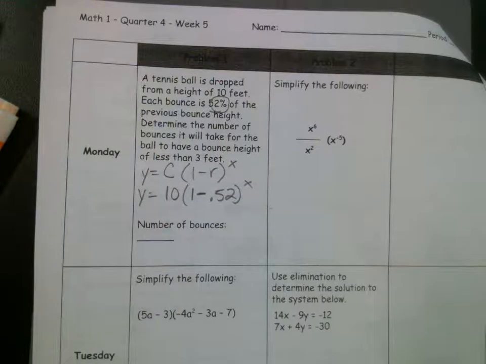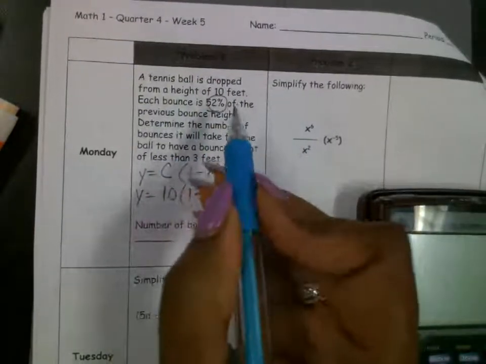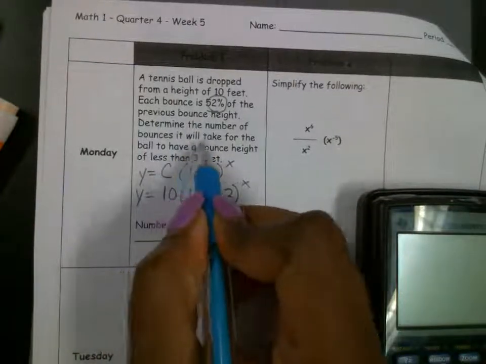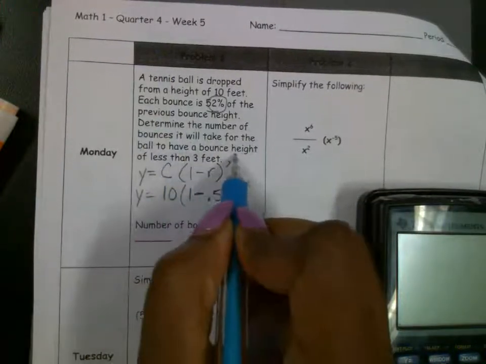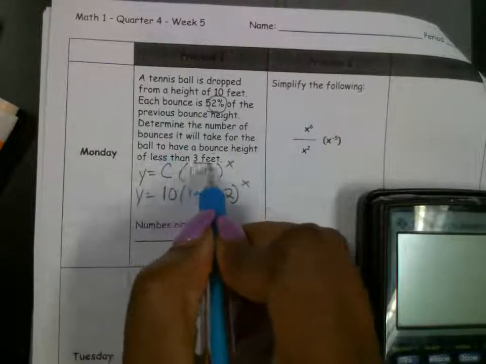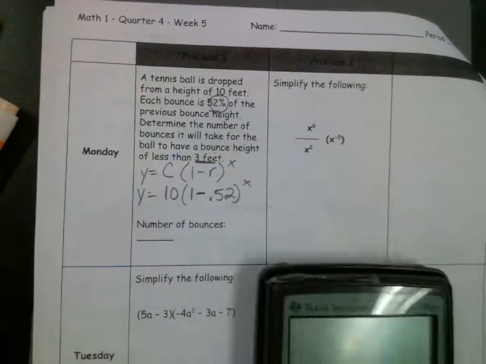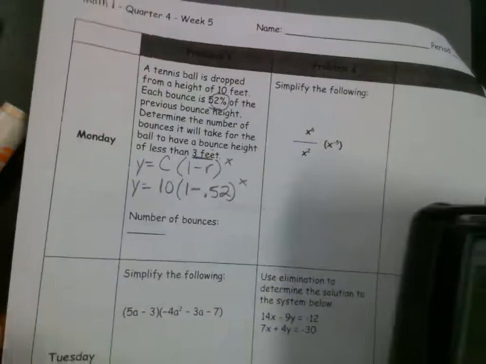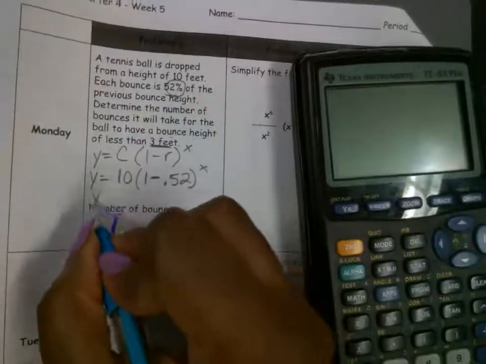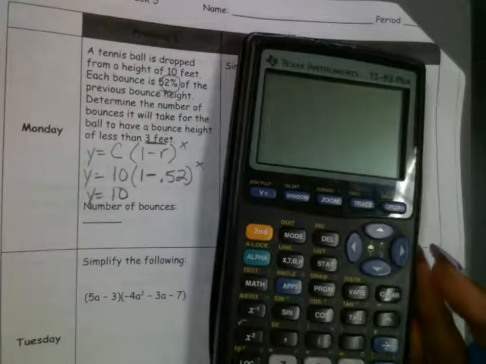They want to know, we got the equation. Determine the number of bounces that it will take for the ball to have a bounce height of less than 3 feet. So let's type it in our calculator. Look at the function table to see at what bounce is it less than 3 feet. All right. So we got y is equal to 10. What is 1 minus 0.52?